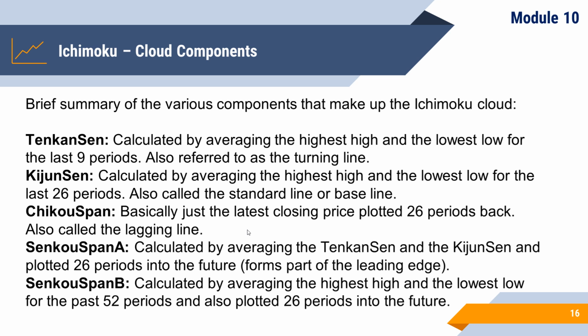Then we get 2 components which collectively form the cloud. The first one is Senkou span A. That is calculated by averaging the Tenkan-sen and the Kijun-sen, and then plotted 26 periods into the future, and that forms part of the leading edge. Then we get the Senkou span B line, calculated by averaging the highest high and the lowest low for the past 52 periods, and that's also plotted 26 periods into the future, forming also part of the leading edge.